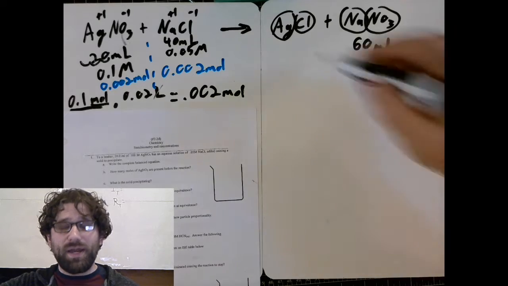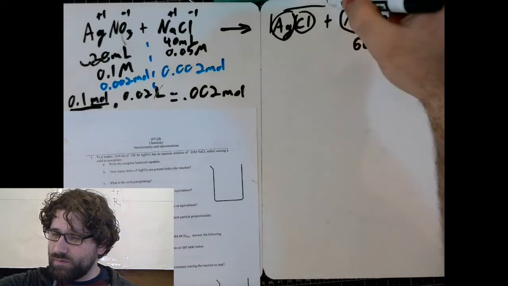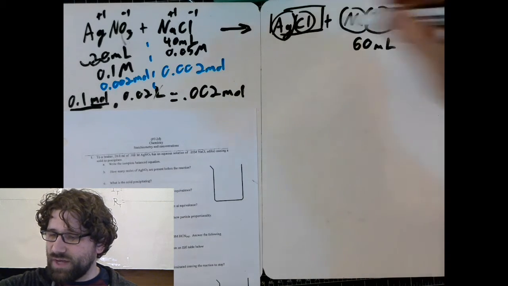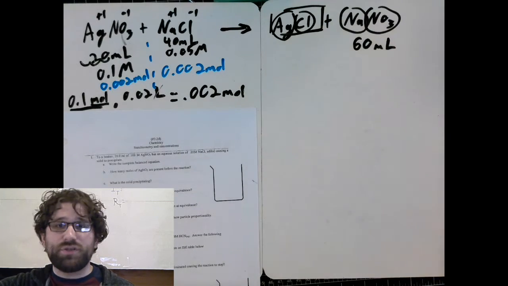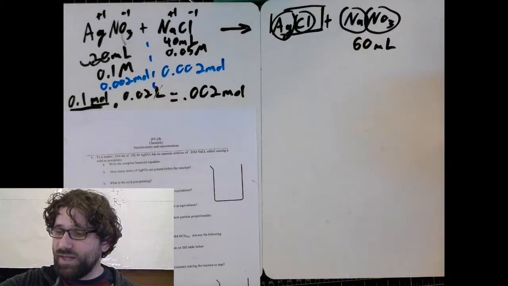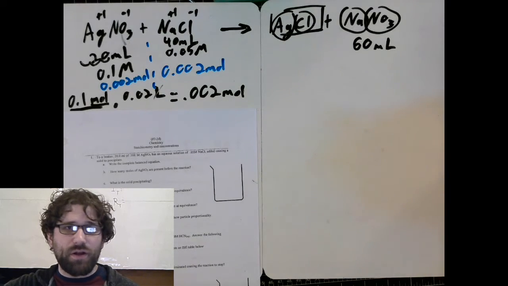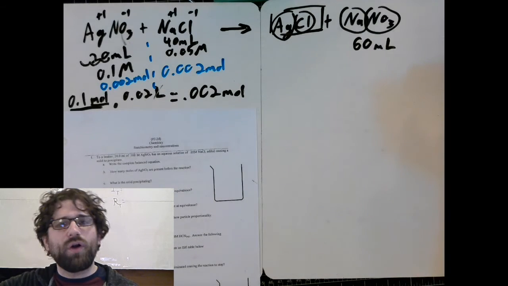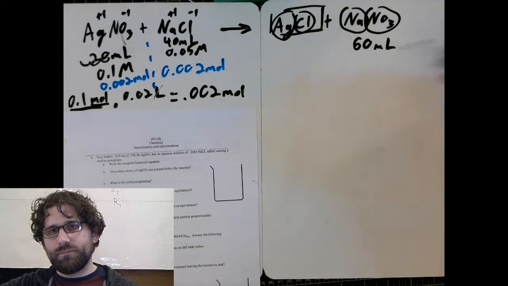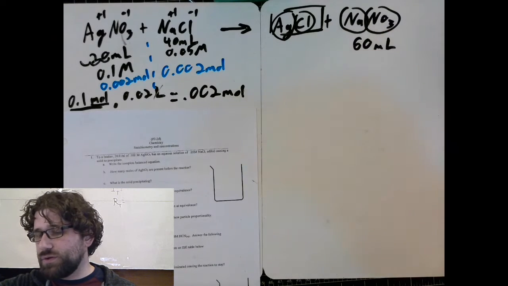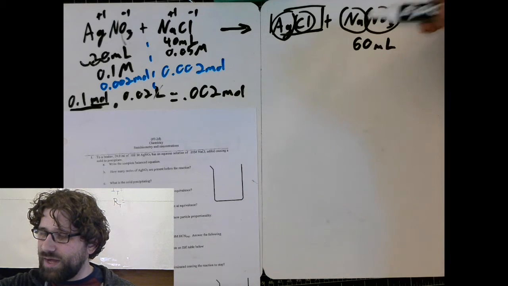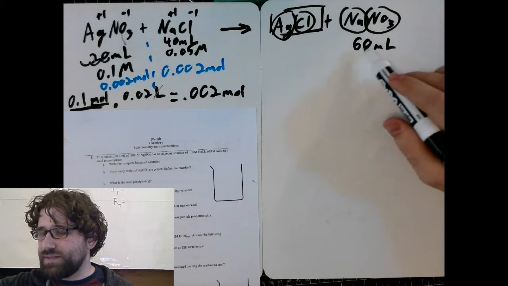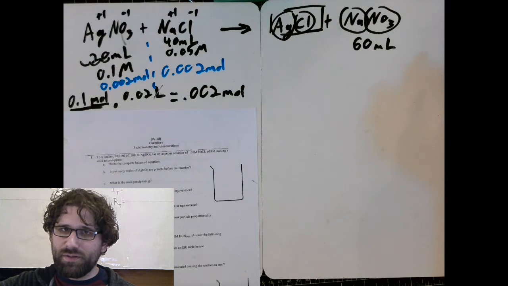Now I need to keep in mind, this right here is a solid, so that is not going to be dissolved in the solution. I'm not going to have a solution of AgCl. If anything, I would need to figure out the grams of silver chloride that fell out of the solution. But I am going to have sodium nitrate suspended in the solution. I'm going to have a concentration of sodium nitrate based on 60 milliliters.